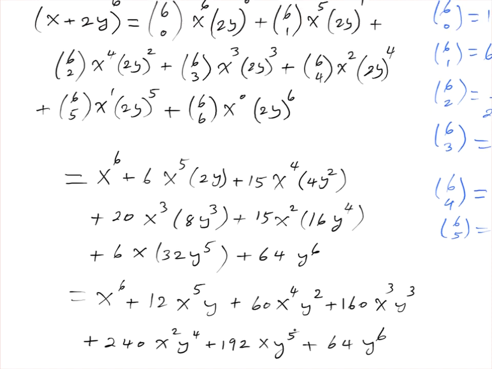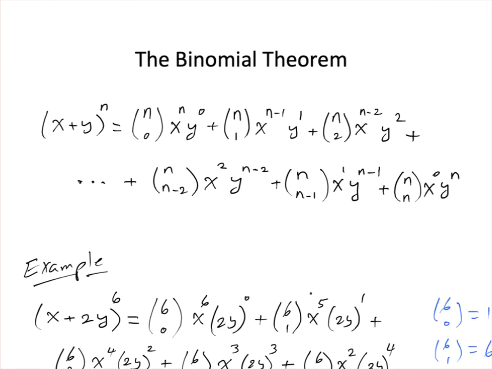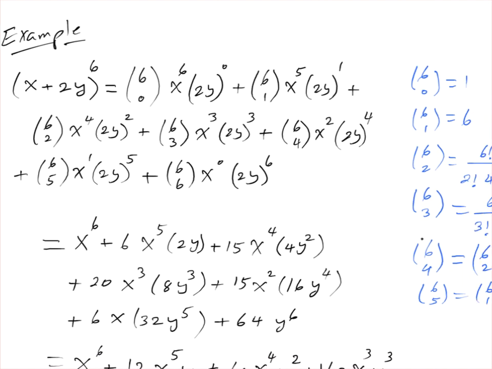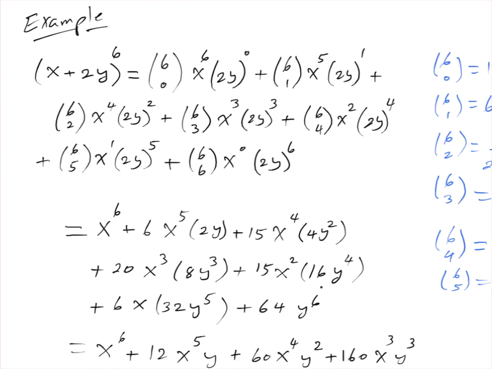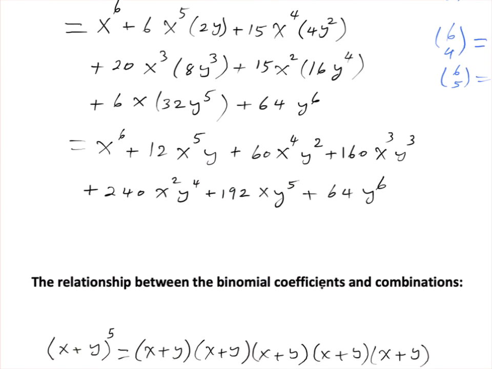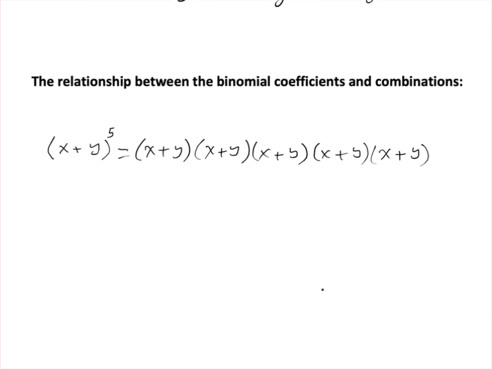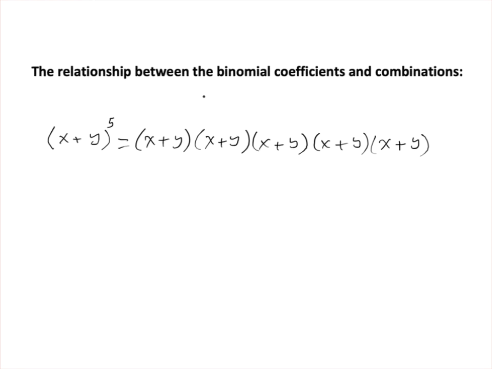All right, so we applied the binomial theorem to expand this and used the binomial formula, which are these, and these are combinations. Next, we want to see the relationship between the binomial coefficients and combinations. So here's an example. I just use x and y to make it simpler.